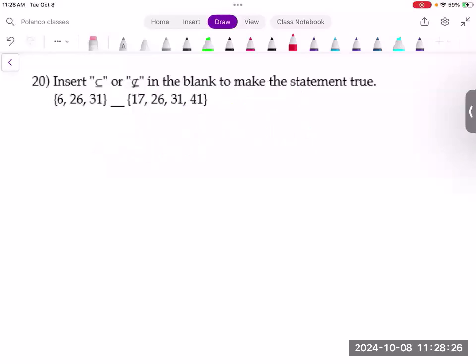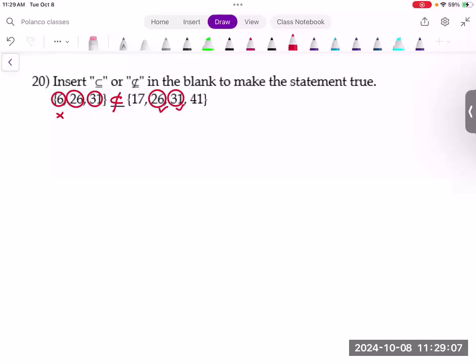All right. So they are using the intersection here. Is it a subset or not? So in order to be a subset, what do you need to have? You need to have all the elements in there. So for example, is 31 in here? Yes. So this is fine. Is 26 in here? Yes. 26 is there. Is 6 in here? No. So 6 is not there. So in order to be a subset, all the elements need to be in the second one as well, right? So this would definitely not be included. Definitely not a subset.